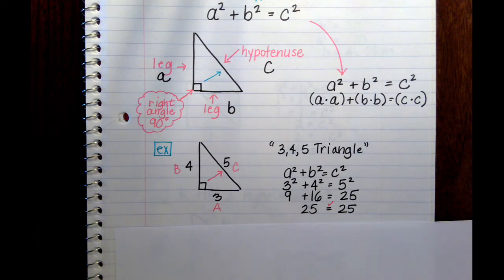So I go ahead and I square everything. 3 squared means 3 times 3, that's 9. 4 squared means 4 times 4, which is 16. And 5 squared is 5 times 5, which is 25. And then when I add the 9 and 16, you notice both sides end up equaling 25. So I put the little pink check, meaning yes, this works out. This is a right triangle because I can use the Pythagorean theorem to solve.